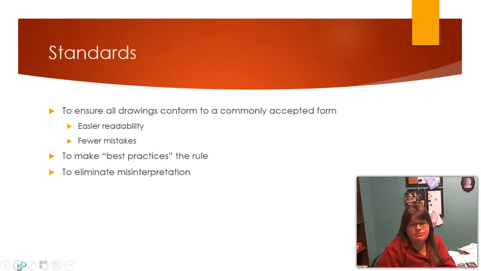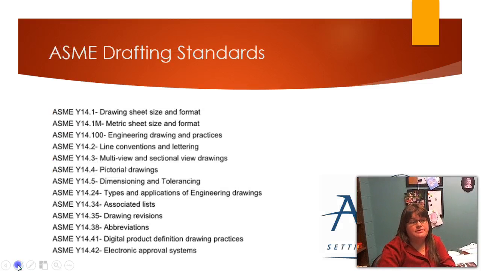In order to make that happen, we have standards. They make it easier to read. They create fewer mistakes. We are going to learn the best practices, when you're looking at different drawings, how you should do things. And again, to eliminate that misinterpretation or people trying to assume one thing or another, that's why we follow standards. The standards we're going to follow in this class are the ASME drafting standards listed right there. Okay, so these aren't my personal, this is how I think you should draw. These are national, actually international standards for creating drawings.